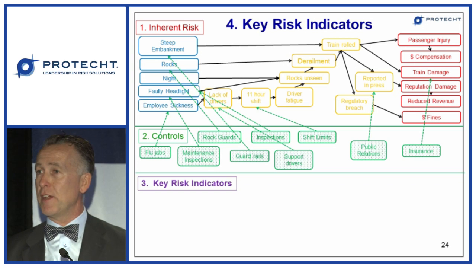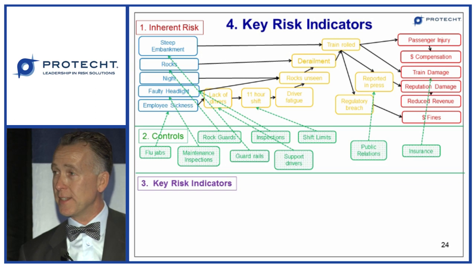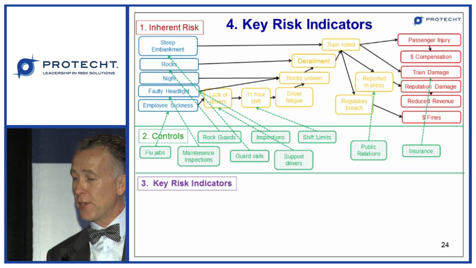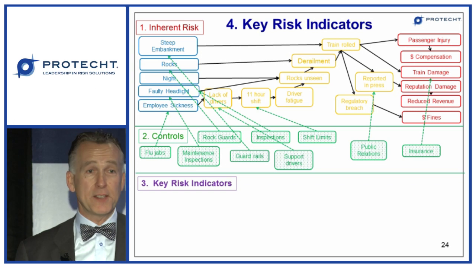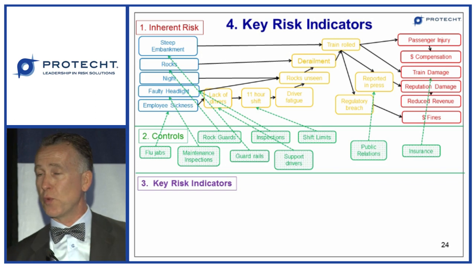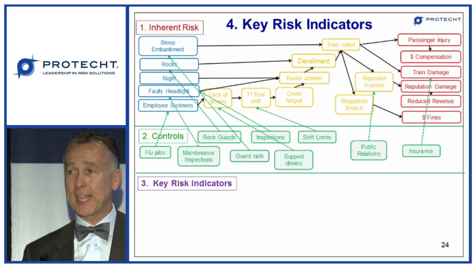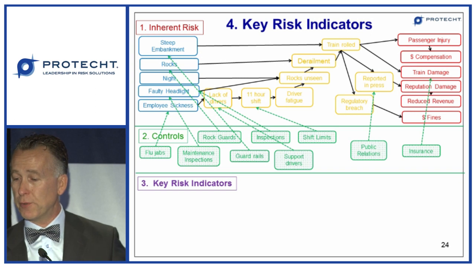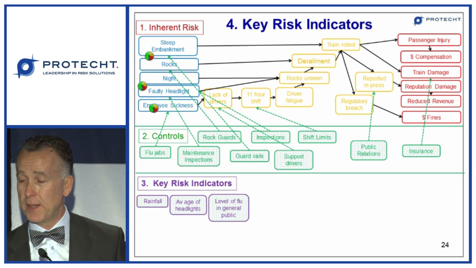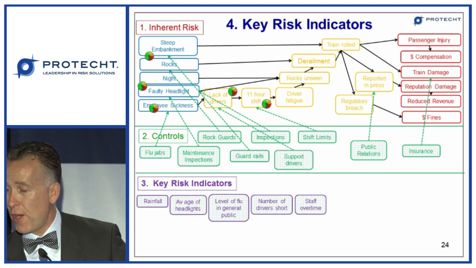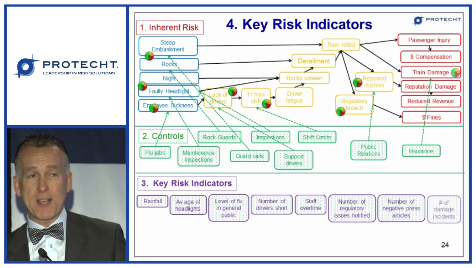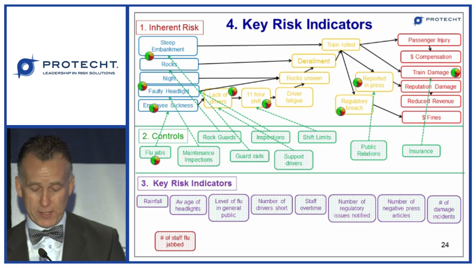So we now need a methodology that really truly identifies good key risk indicators, and I would suggest it's this. Put up the bow tie, and then start talking through the pathways. Once upon a time, there was an awful lot of rain. There's a symptom, we can track rainfall. So what you're now looking for through the bow tie is what symptoms, red flag, puffs of smoke would exist as this risk develops, and then put an indicator to track it. We've got therefore rainfall. Number 2 might be the average age of the headlights on the trains. Number 3 might be the level of flu in the general public. Number 4 might be number of drivers that you are short. Number 5, staff overtime. Number 6, number of regulatory issues that have been notified. Number 7, number of negative press articles. And number 8, the number of damage incidents that have occurred.